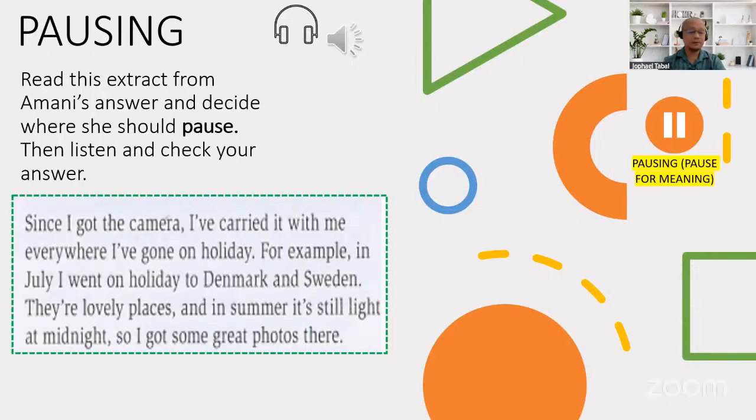So for example, since I got the camera, so the phrase there, since I got the camera, has a meaning at the time that the candidate got the camera. So it's necessary to pause for meaning. So let's play the model answer here. Let's listen to the model answer here.